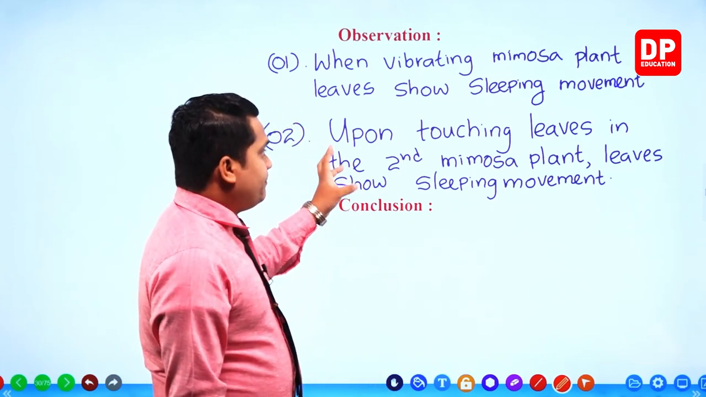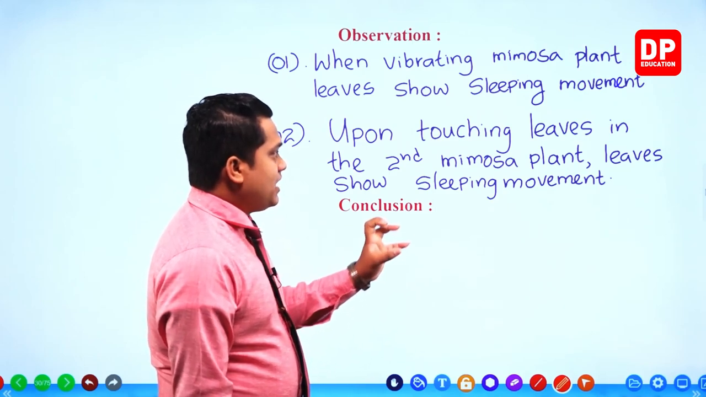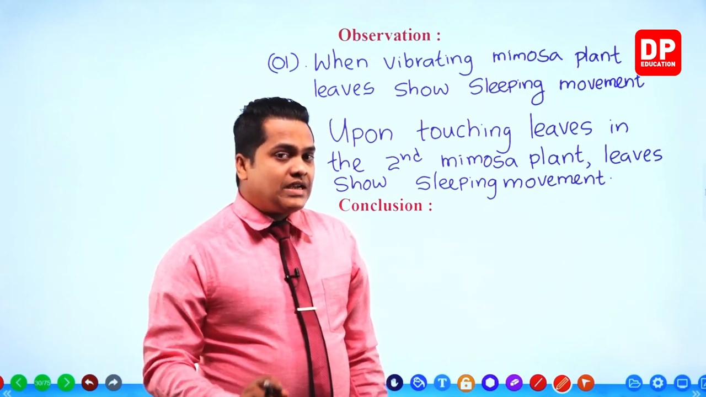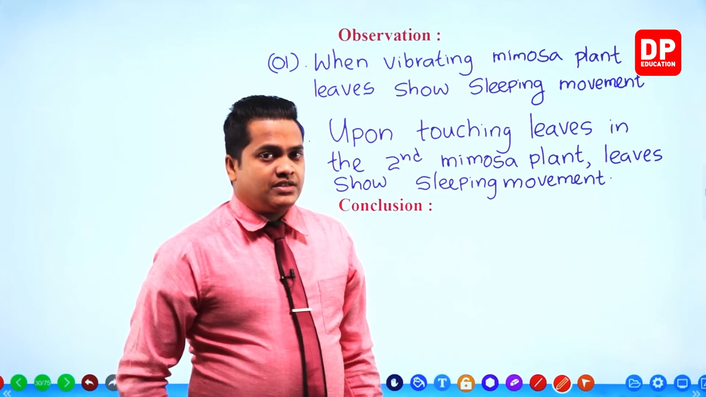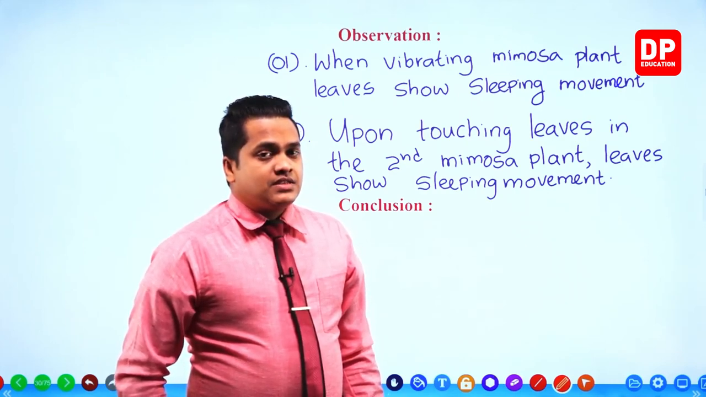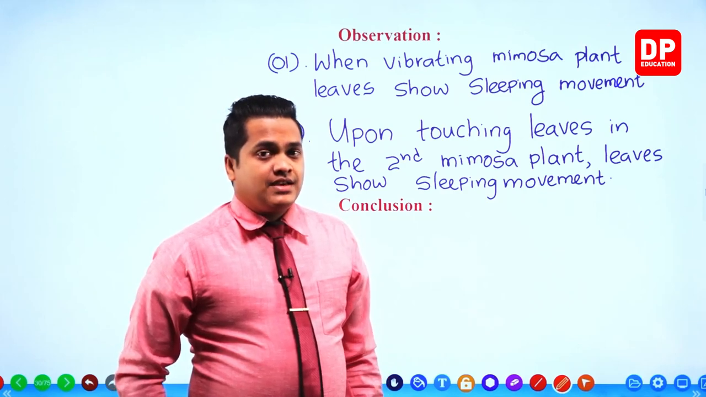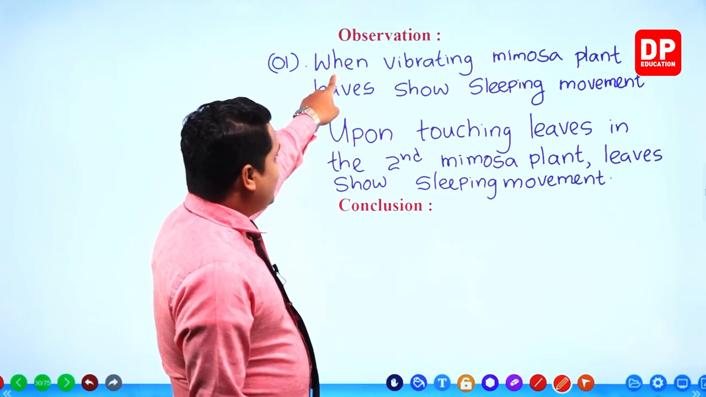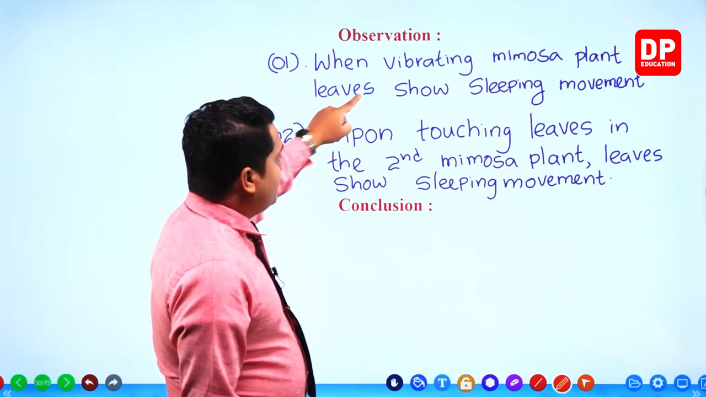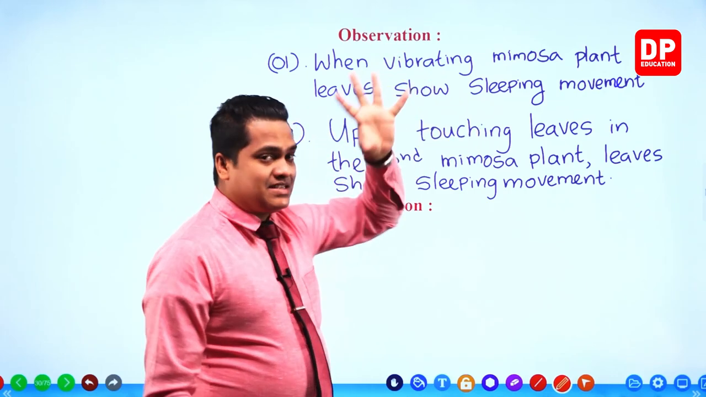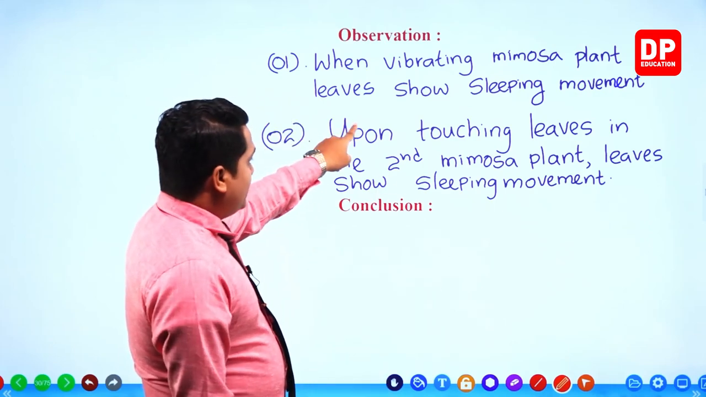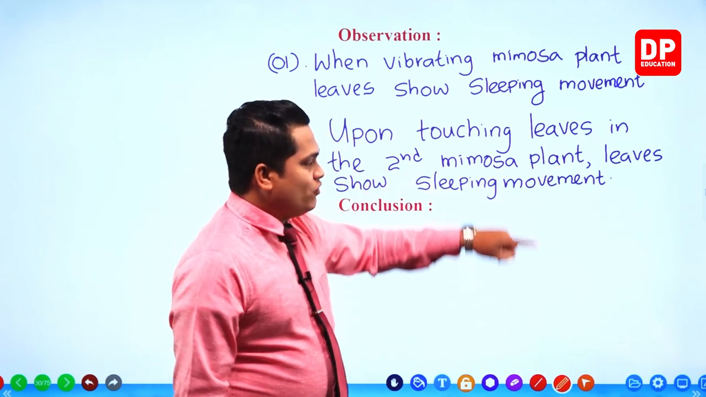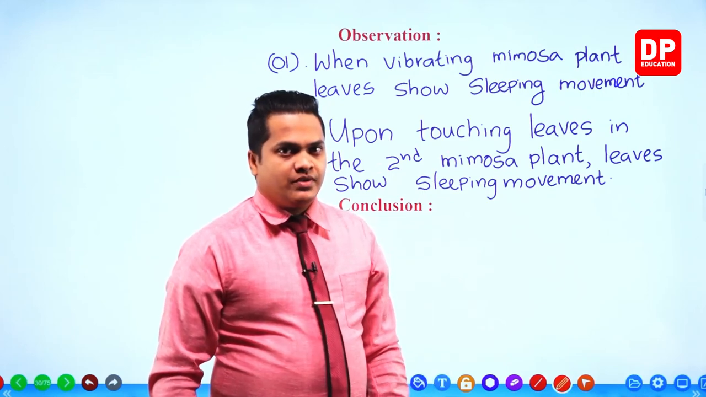Then the second one, upon touching leaves in the second mimosa plant, leaves show sleeping movement. So when touching, if the sleeping movement is observed, such a movement is referred as haptonastic movement. So, my dear children, when vibrating mimosa plant, leaves show sleeping movement. This is a seismonastic movement. Upon touching leaves in the second mimosa plant, leaves show sleeping movement. This is a haptonastic movement.